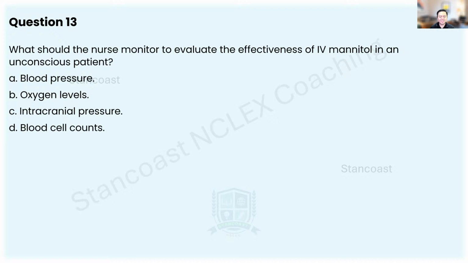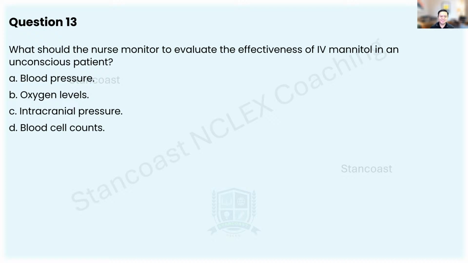All right, let's have number 13. What should the nurse monitor to evaluate the effectiveness of IV mannitol in an unconscious patient? Is it A, blood pressure? Is it B, oxygen levels? Is it C, intracranial pressure? Or is it D, blood cell counts? What should the nurse monitor to evaluate the effectiveness of IV mannitol in an unconscious patient? Is it blood pressure? Is it O2? Is it intracranial pressure? Or D, blood cell counts?